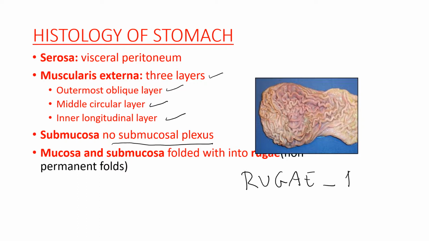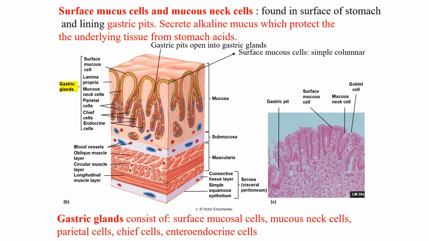Rugae increase the surface area of the stomach and form non-permanent folds that will iron out as the stomach fills with food. The lining of the stomach, simple squamous epithelial tissue, is going to fold into stomach glands or pits. These stomach glands or pits have a population of cells that are involved in secretory activity of the stomach.